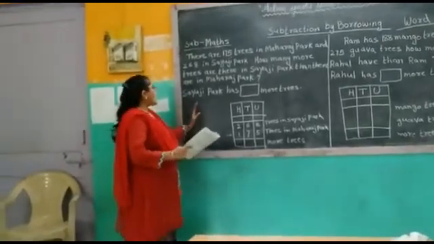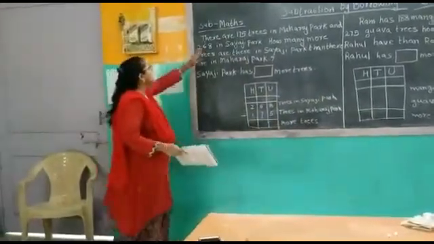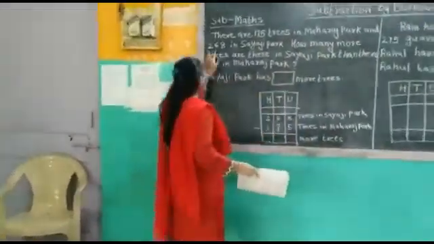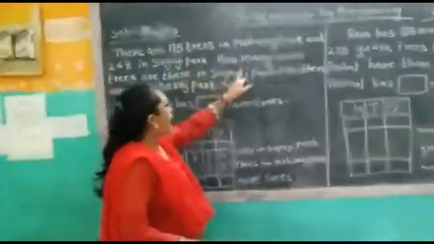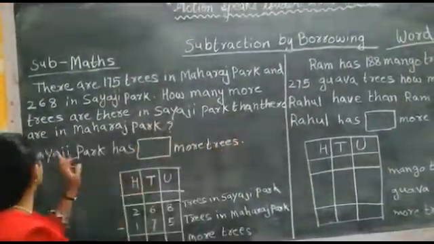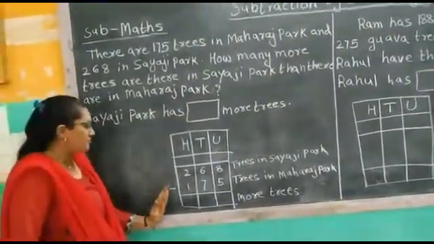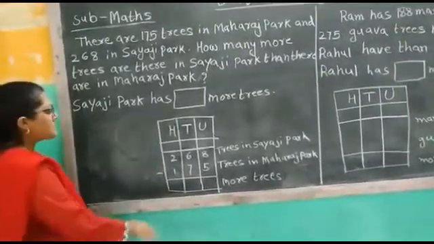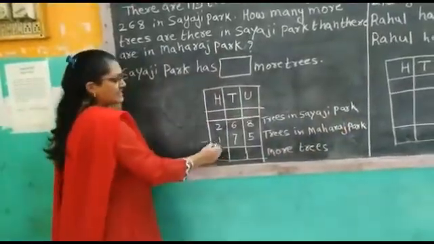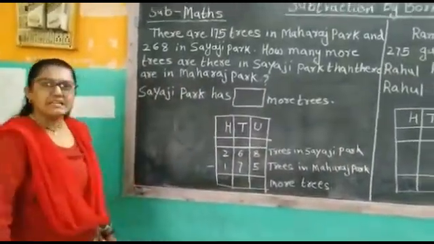Now see, I am explaining you two word problems. Now we will see the first word problem. There are 175 trees in Maharaja Park and 268 in Sayaji Park. How many more trees are there in Sayaji Park than there are in Maharaja Park? Now see, I have already written the sum. Now see, 268 trees in Sayaji Park and 175 trees in Maharaja Park. Now we are going to subtract this number.